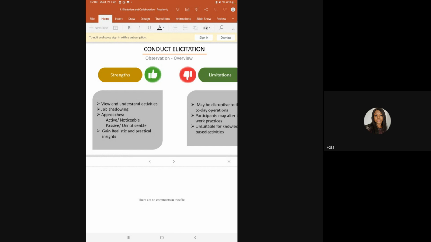And if you have got permission, you can do it with permission. You can sit along with them and see what activities they are doing, and you note down. If you have good observation capacity, you can figure out all the possibilities. And the third point is that you only gain realistic and practical insights into what they are doing.